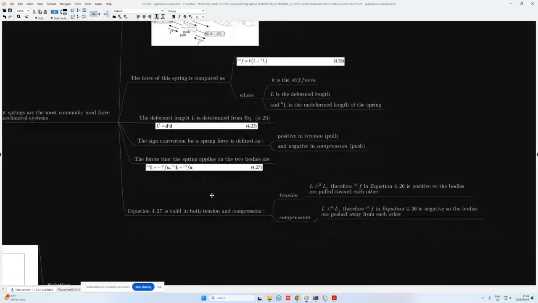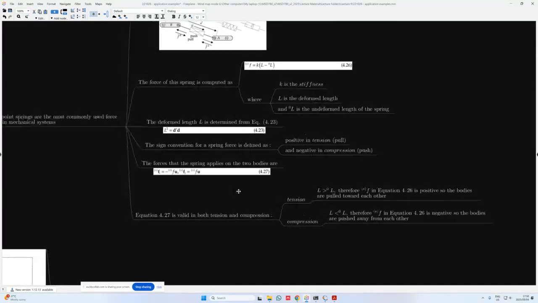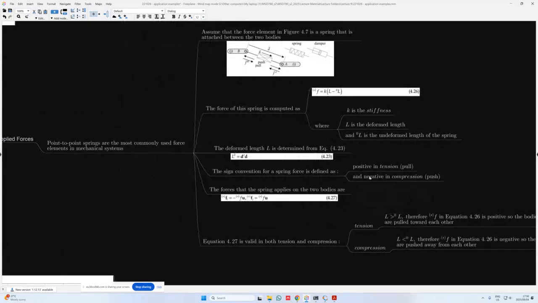Now, equation 4.27 is valid in both tension and compression. So if we have tension in the system, we know that the deformed length is greater than the undeformed length, and therefore the spring force in equation 4.26 is positive, so the bodies are pulled towards each other. In compression, the deformed length is smaller than the undeformed length, so therefore the spring force in equation 4.26 is negative, so that the bodies are pushed away from each other. So that aligns with our sign convention that we specified previously.